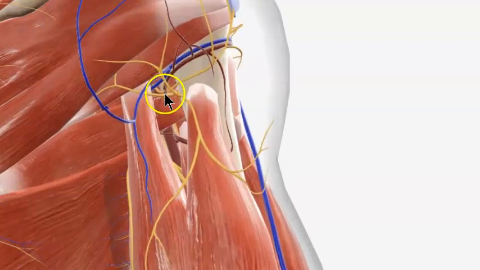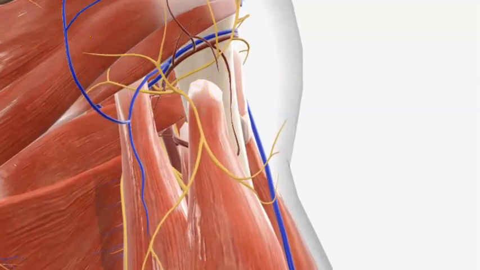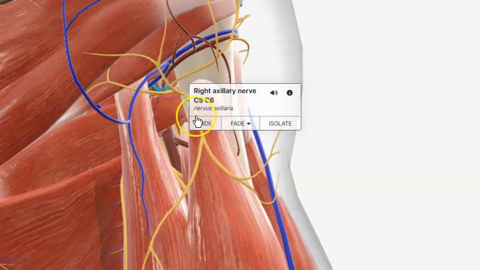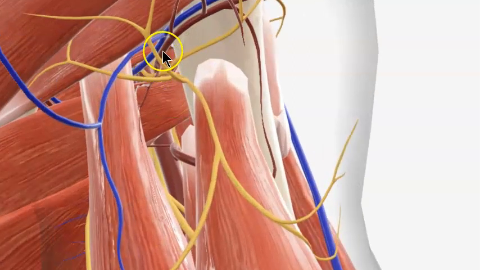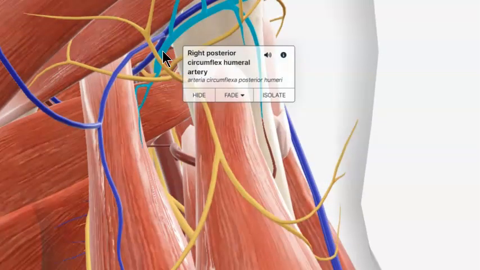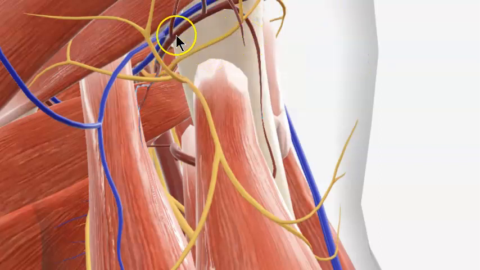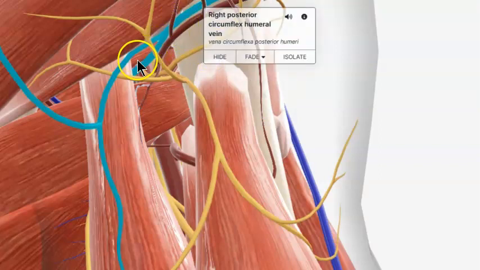See, contents is very easy. So look at the contents, okay? So what do you have here? Some nerve. What nerve is this? Axillary nerve. Okay, very good. Then there is some blood vessel, humeral artery, and it is circumflex. It's going around the humerus, right? So it is right circumflex humeral artery, and now a vein which is coming from the humerus and draining it out. That is the right circumflex humeral vein, again posterior.